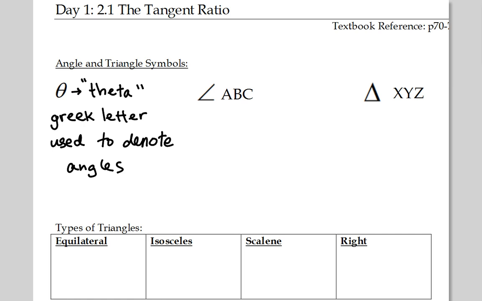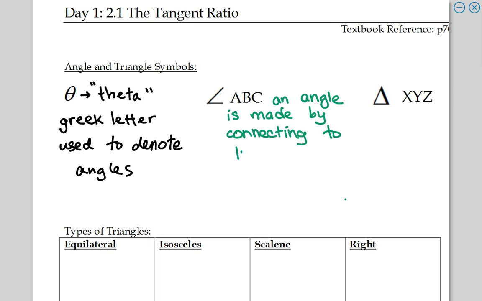So what's an angle? Well, an angle is made by connecting two lines at a point.